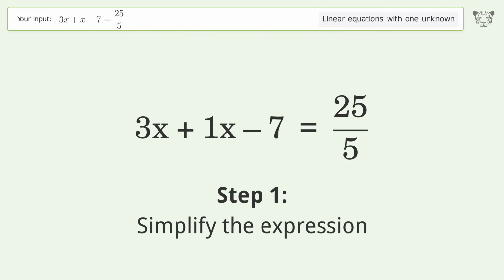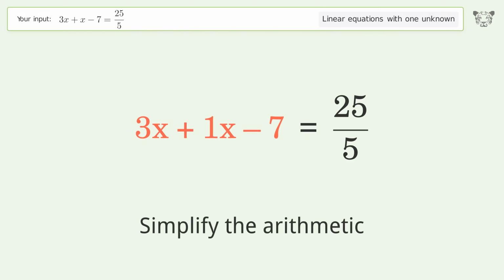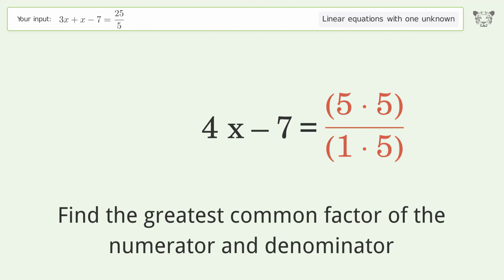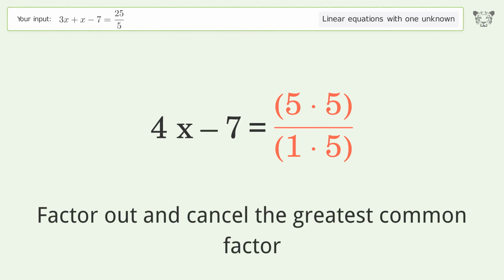Simplify the expression. Simplify the arithmetic. Find the greatest common factor of the numerator and denominator. Factor out and cancel the greatest common factor.